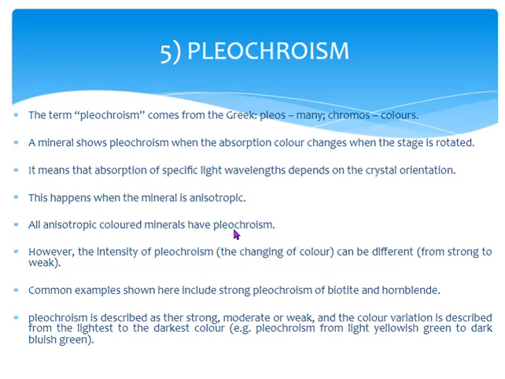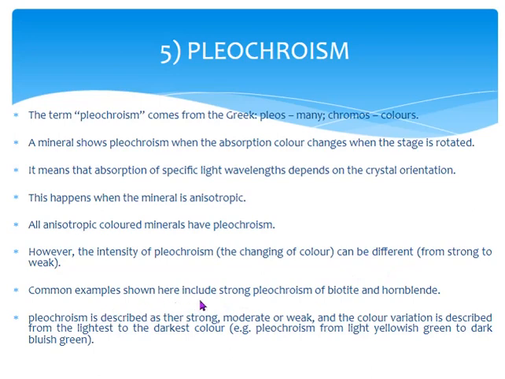So there are two kinds of substances: one is isotropic substance, another is anisotropic substance. Isotropic substance means all properties are the same in all directions. Anisotropic substance means the properties are different in different directions. So the pleochroism property is seen only in anisotropic substances. However, the intensity of pleochroism, that is, the change of color, can be different.